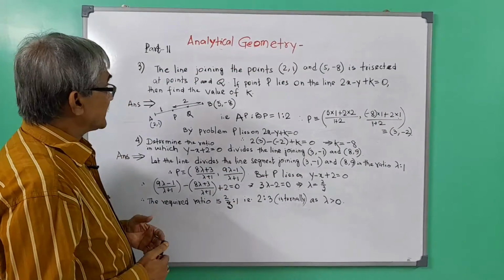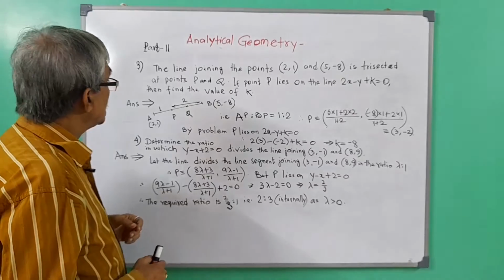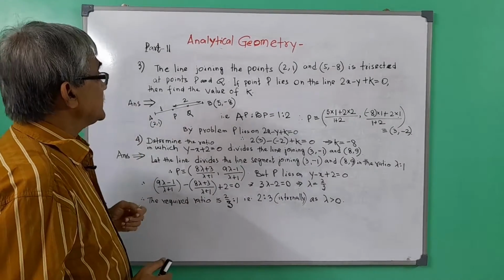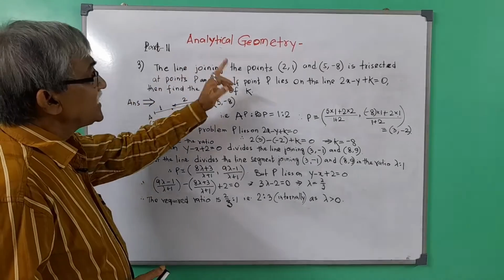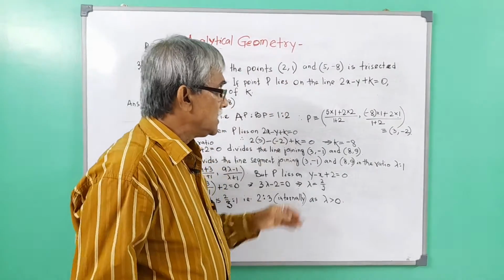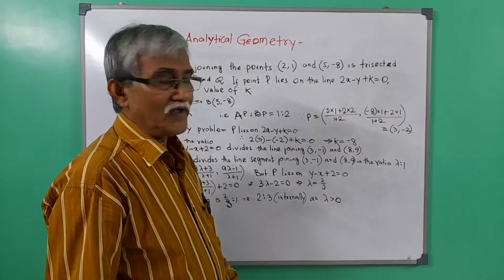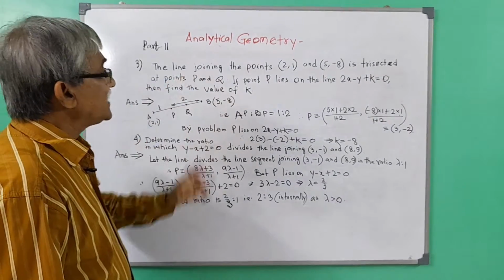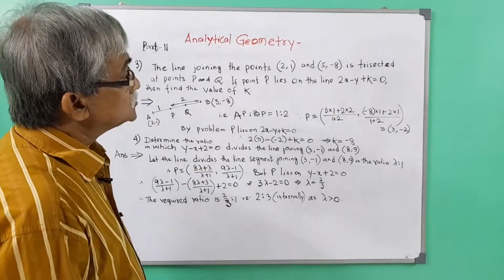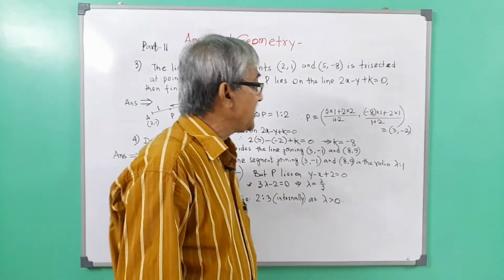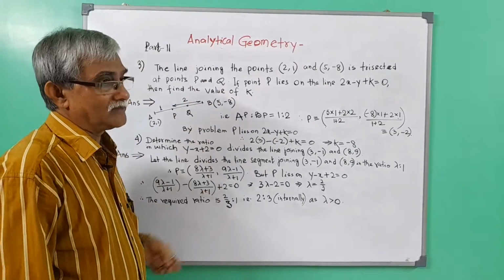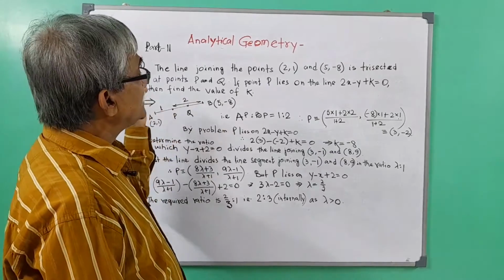Now let us take another 2 examples before we end this session. Example number 3. The line joining the points 2, 1 and 5, minus 8 is trisected at points P and Q. If point P lies on the line 2x minus y plus k equals 0, then find the value of k. This is your problem. That is, the problem is to find out the value of k.